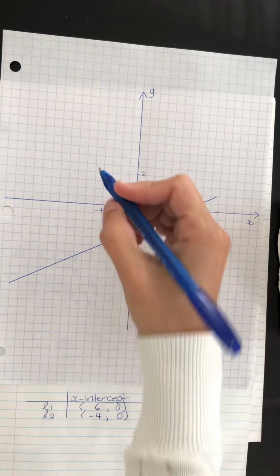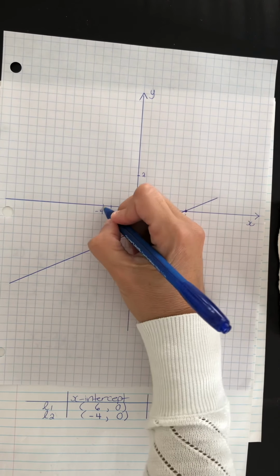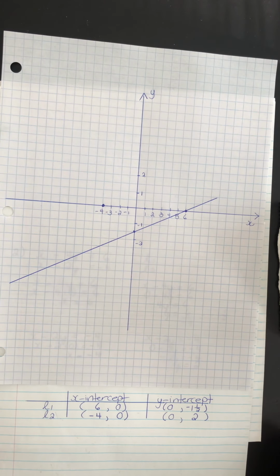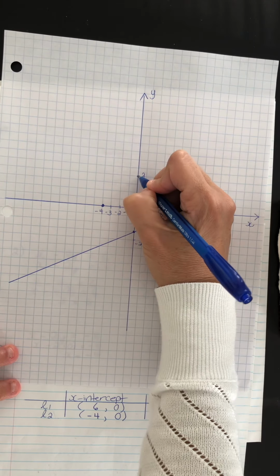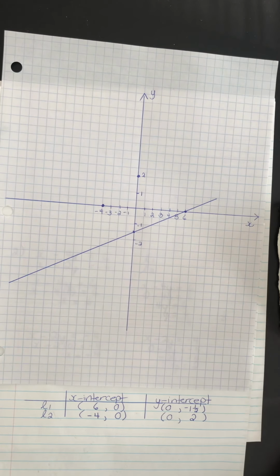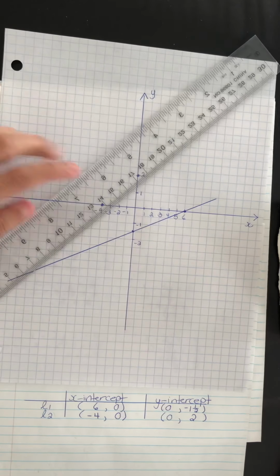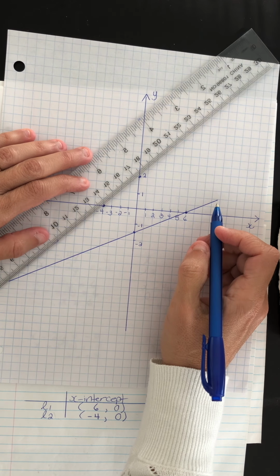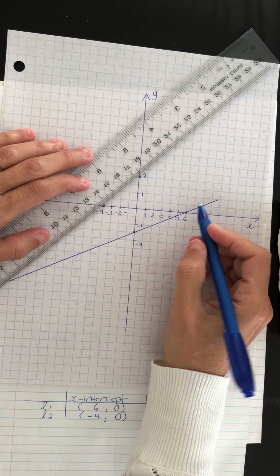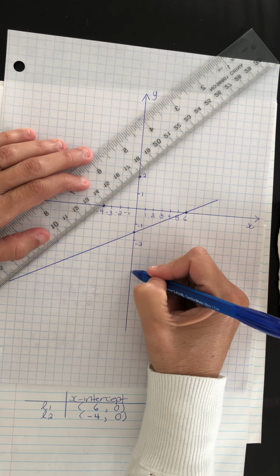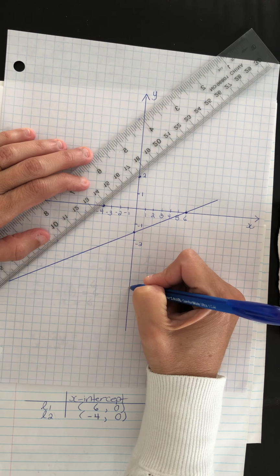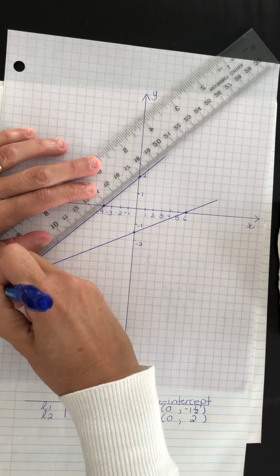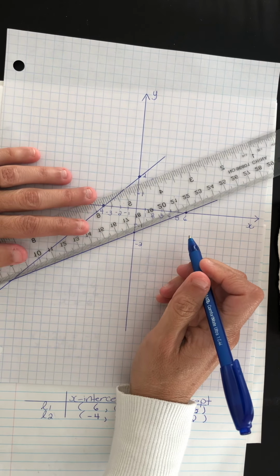And then I'm going to do line 2. So -4 is the x-intercept right there. The y-intercept is +2 right there. So I need to connect those 2 with a straight line also. Okay. This one could have gone a little further.